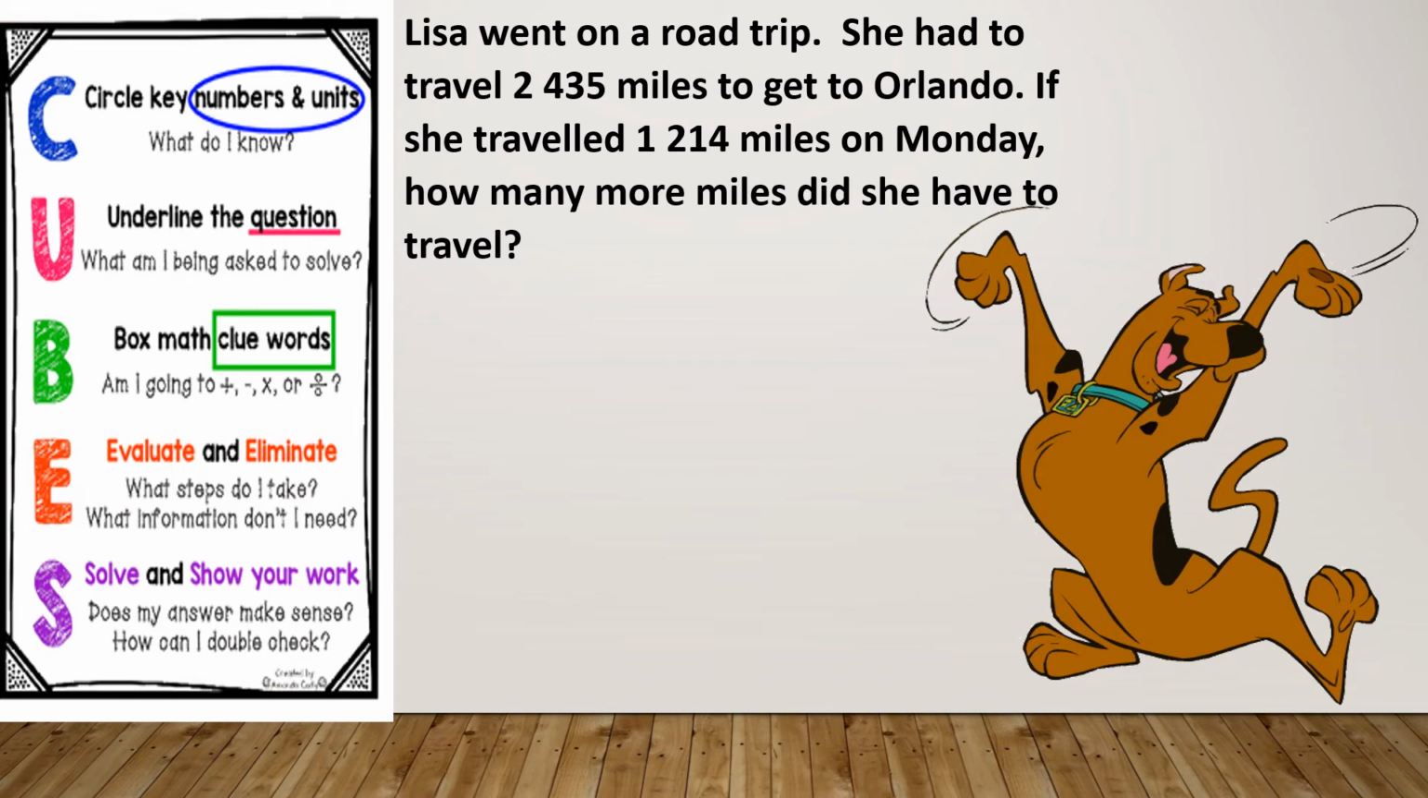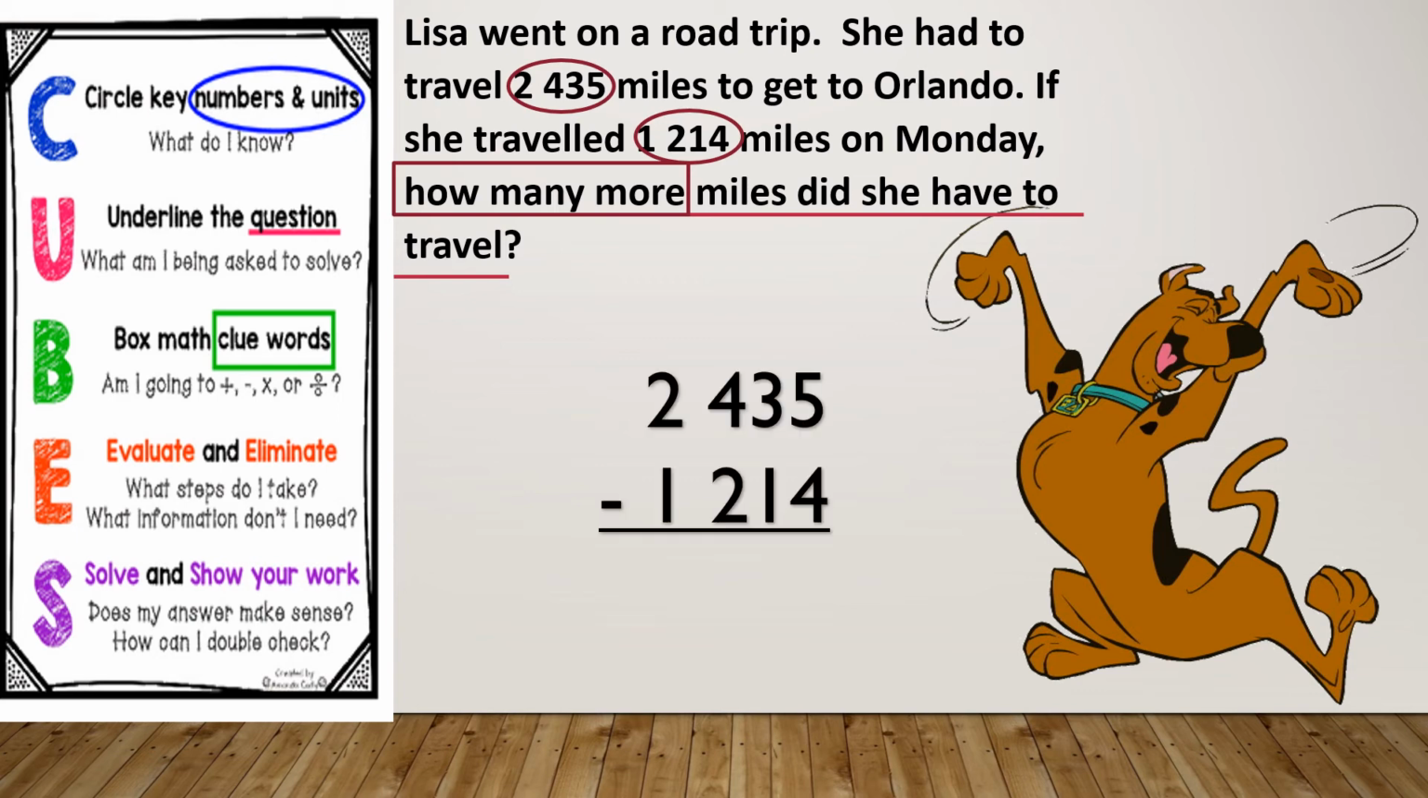So the first step we must do, boys and girls, is to circle our numbers. So we're circling 2,435 and 1,214. Then underline the question. How many more miles did she have to travel? Now we're going to box any clue words. How many more is a clue that tells us that we must subtract. Excellent. Now we're going to solve and show our work.